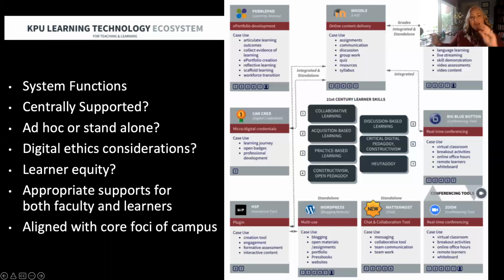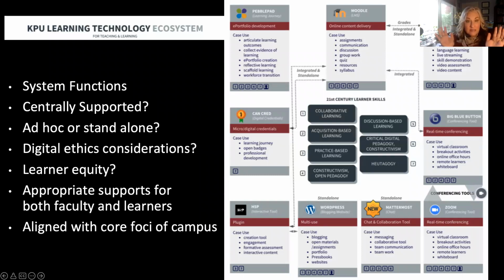So let's take a look at how an organization is representing their digital ecosystem to their own faculty, staff, administrators, and their students, right? And I want to call out this beautiful example from Kwantlen Polytechnic University. This is their learning technology ecosystem. They have taken the time as a collective to take a look at the tools they have in use and then make sure that the system functions are appropriate, that they are noted if it is centrally supported or if it's an ad hoc or standalone.